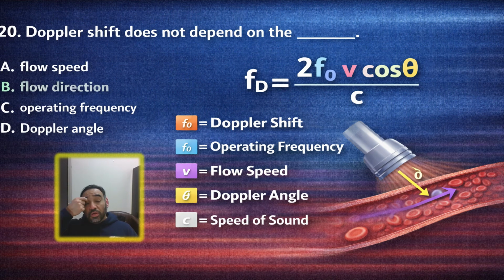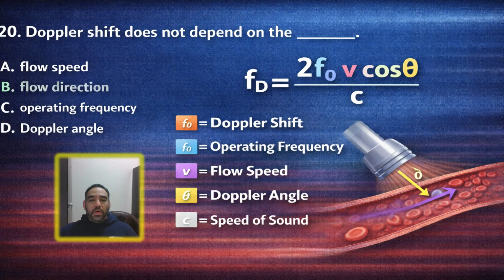A says flow speed. So velocity, designated by V, is directly in the equation. As speed increases, Doppler shift increases. So no speed equals no shift. It absolutely depends on flow speed. The next one, the operating frequency. Operating frequency, denoted by F sub naught, is also directly in the equation. So higher frequency relates to larger Doppler shift for the same velocity. So this definitely affects it.